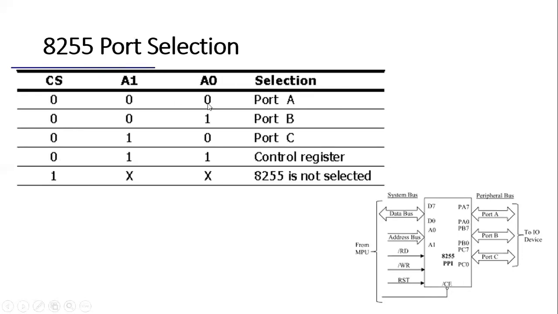Now, if the address bus has the value 00, that means port A is selected, and if it is 01, then port B will be selected.